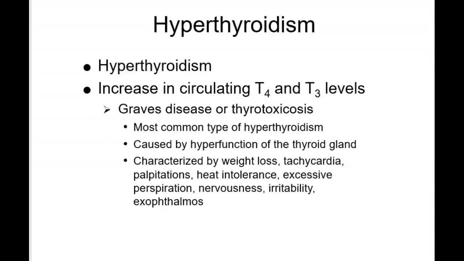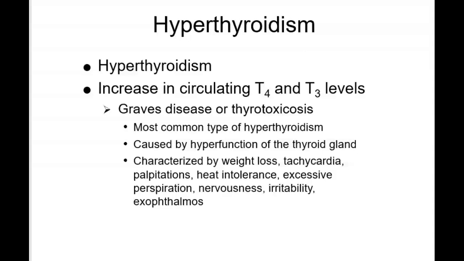In hyperthyroidism, there's an increase in circulating T3 and T4 levels, which usually results from an overactive thyroid gland or excessive output of thyroid hormones from one or more thyroid nodules. So knowing what we know about how thyroid hormones affect metabolism, with hyperthyroidism, do you expect the patient's metabolism to be low or high? With hyperthyroidism, the patient's metabolism is going to be high.